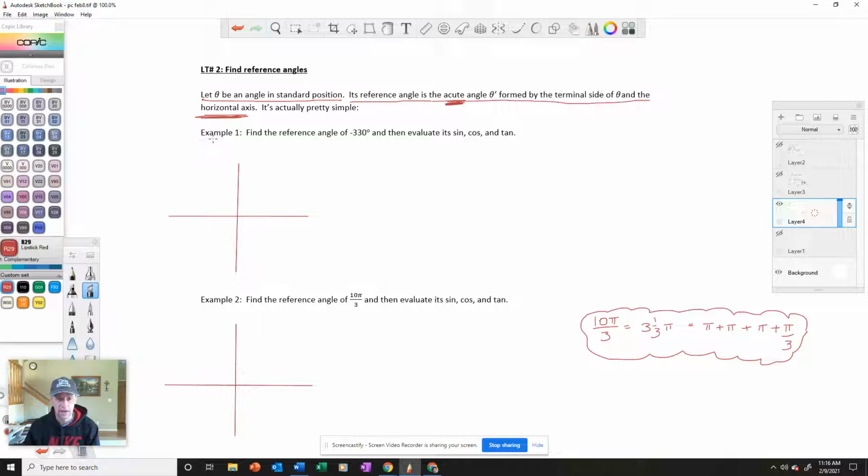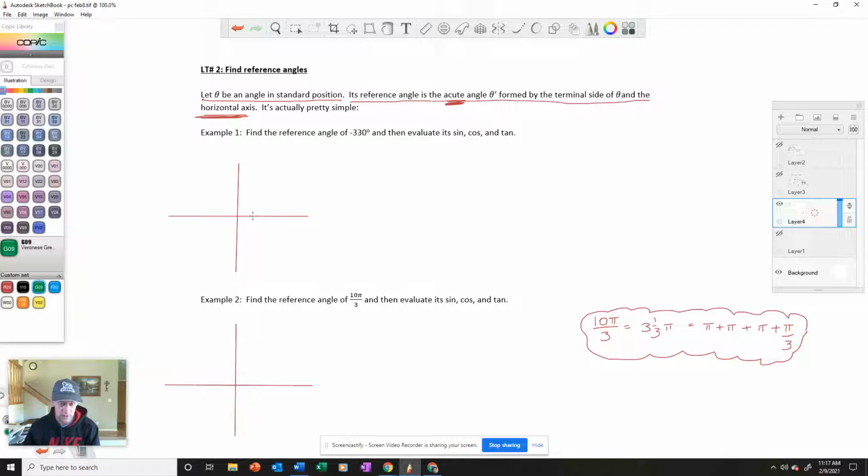Example one, find the reference angle of a negative 330 degree angle and then evaluate its sine, cosine, and tangent. So if I asked you at the top of your head, what is the sine of negative 330? You'd be like, oh, I don't know. But if you draw the picture and find the reference angle, it's actually very easy. So let's do this negative 330. Let's see what we get.